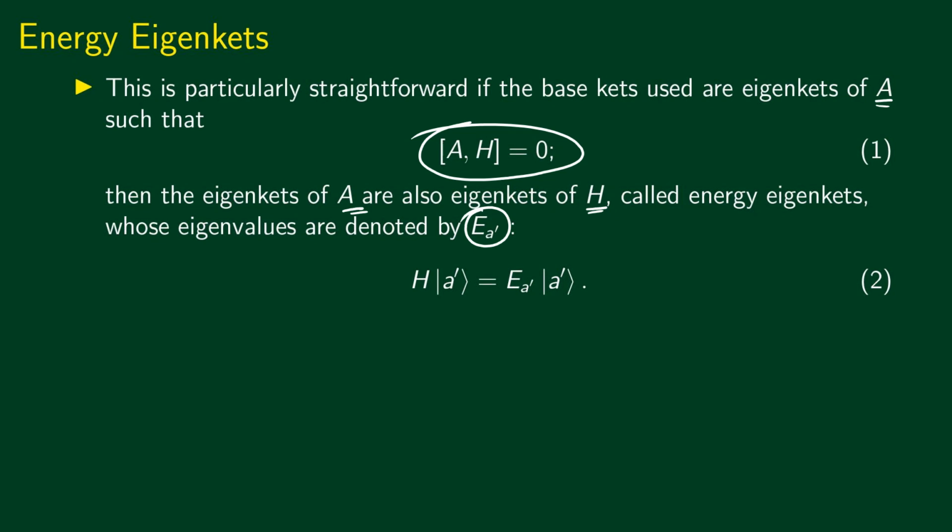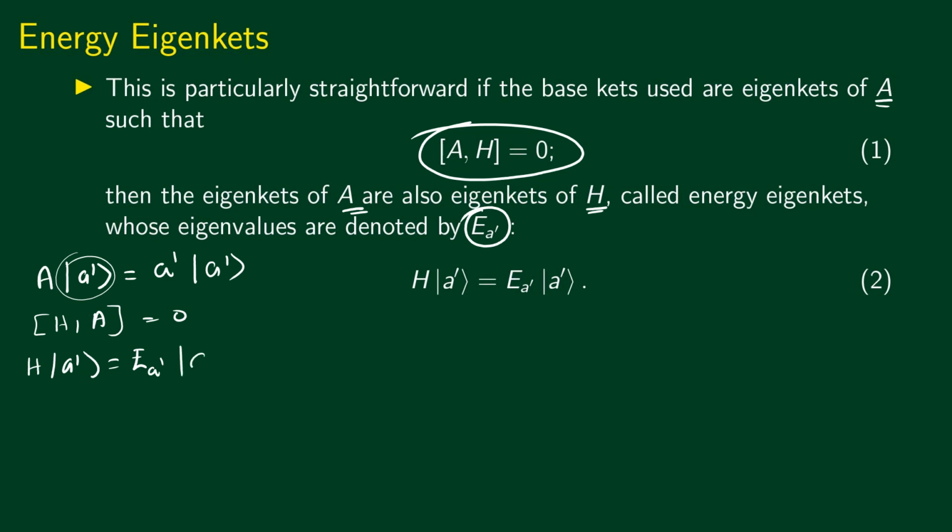Let me break it down for you. If the eigenvalue equation for operator A is given like this, A acting on ket a' is equal to a' multiplied by ket a', and if the Hamiltonian commutes with operator A, then these kets are also eigenkets of operator H. This means that ket a' will satisfy an equation of the form H acting on ket a' is equal to a number multiplied by ket a'. This number we shall denote as E_a'. These are called the energy eigenvalues.